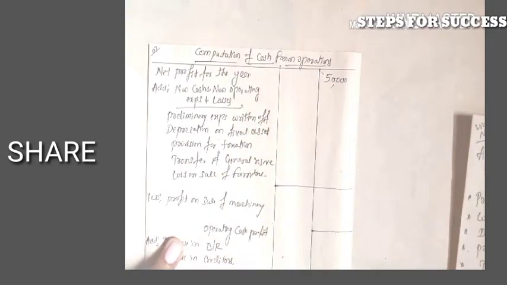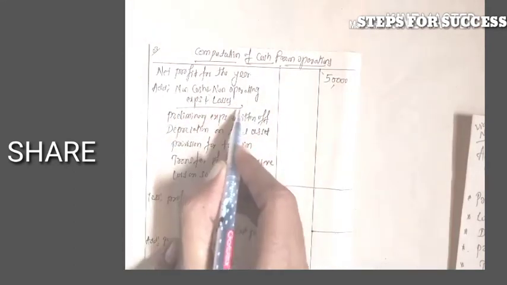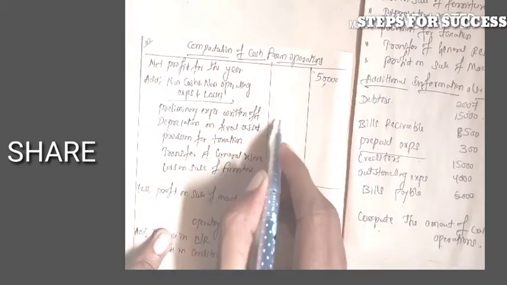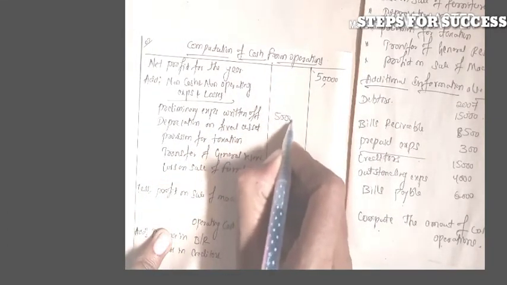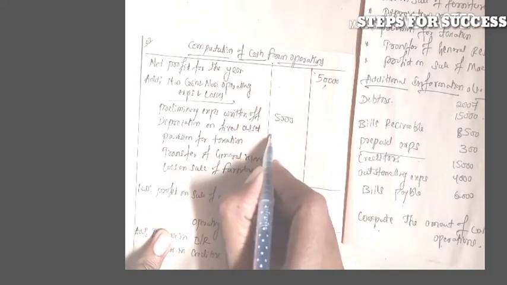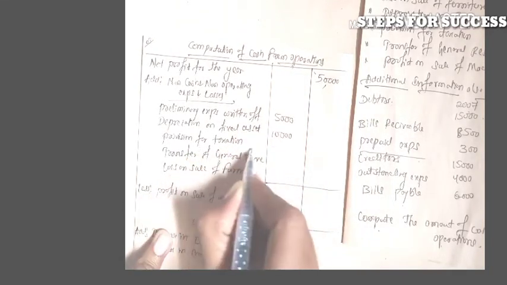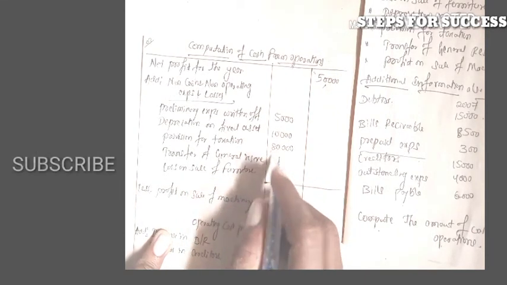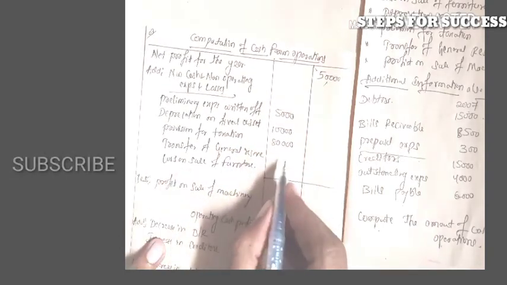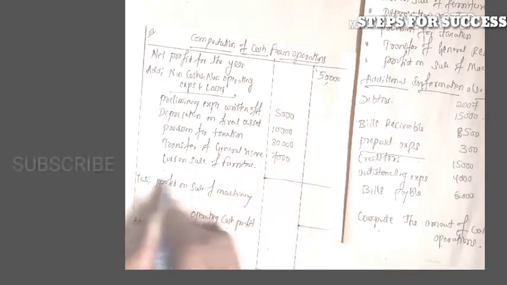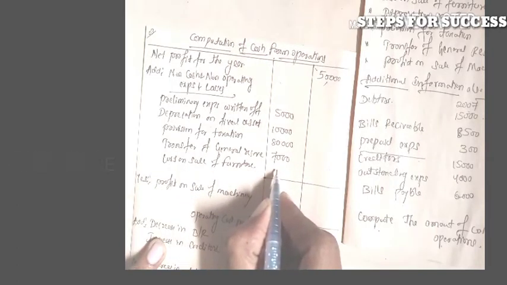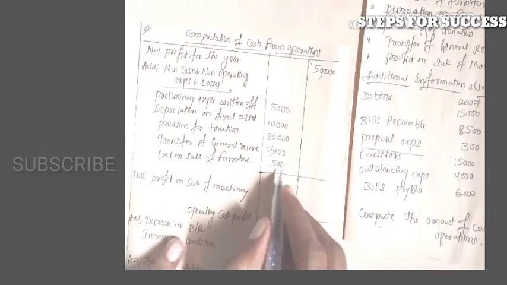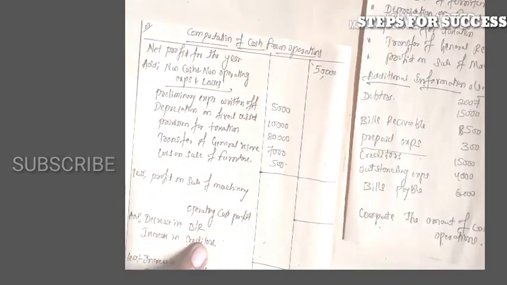50,000. Add non-cash and non-operating expenses and losses. In the question, what are the non-operating expenses? Preliminary expenses written off, 5,000. Depreciation on fixed asset, 10,000. Provision for taxation, 80,000. Next, transfer of general reserve, 7,000. Next, loss on sale of furniture, 500. So we can add all these non-operating expenses.